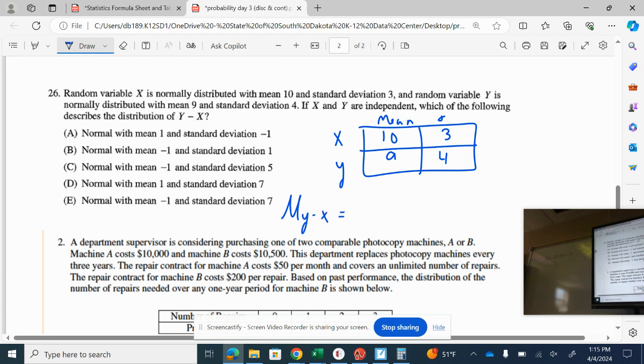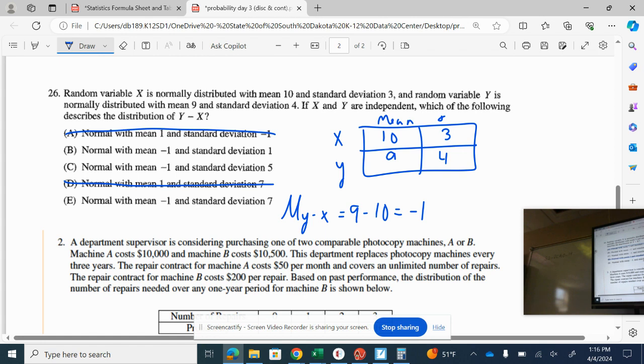So if I take Y minus X, I'm going to take 9 minus 10. That gets me a mean of -1. So my mean is -1. At least, if I understand the order I'm going in, I can get it down to B, C, and E.